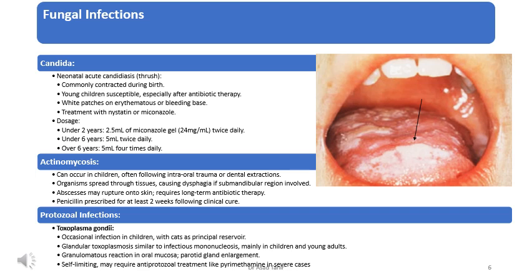Protozoal infections. Toxoplasma gondii: occasional infection in children, with cats as the principal reservoir. Glandular toxoplasmosis is similar to infectious mononucleosis, mainly in children and young adults. Granulomatous reaction in oral mucosa, parotid gland enlargement. Self-limiting, may require antiprotozoal treatment like pyrimethamine in severe cases.